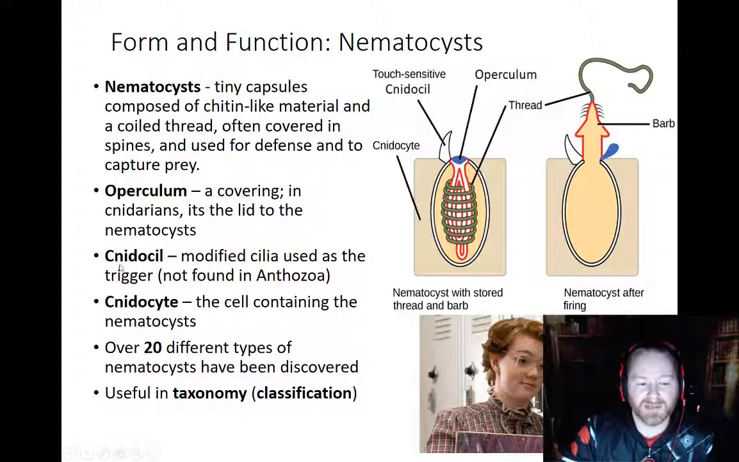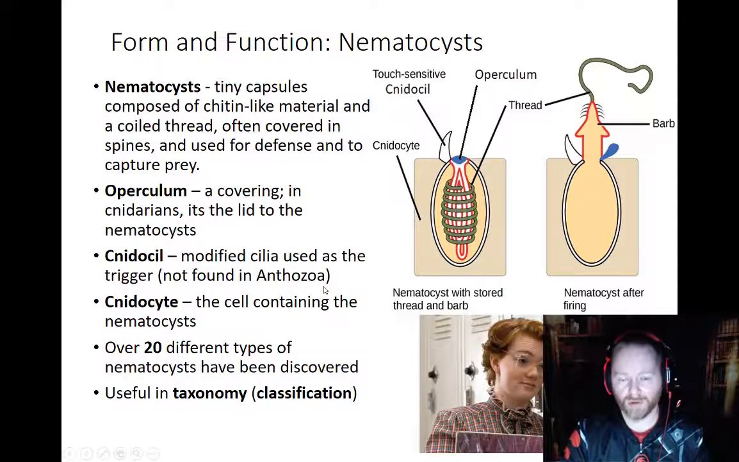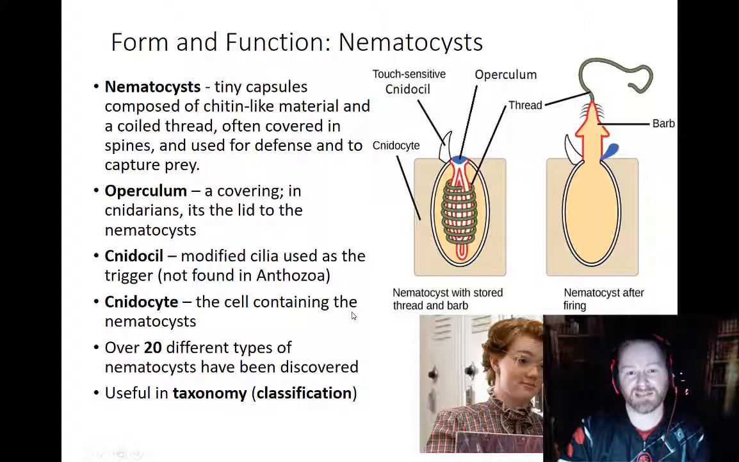Now keep in mind that the cnidocil, this trigger, is not found in Anthozoa. So that's the one class that actually doesn't have a trigger. They have a little bit more control over their nematocysts. They don't have to wait for an external stimulus. They can actually trigger the release of the barb themselves.